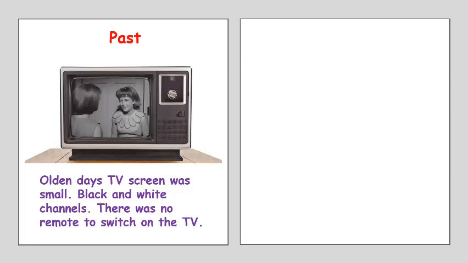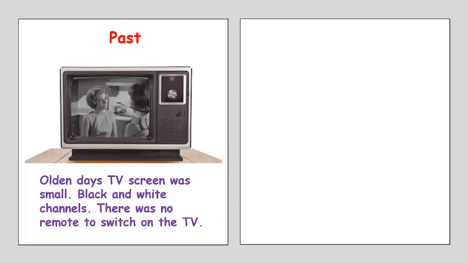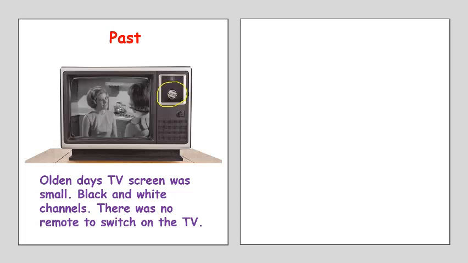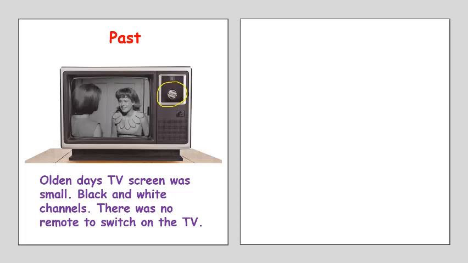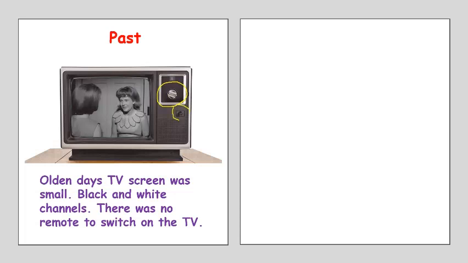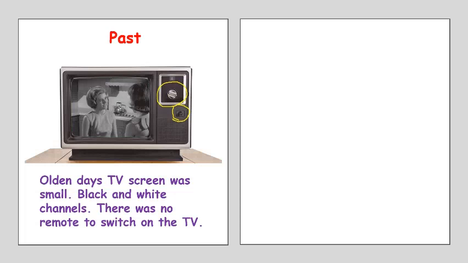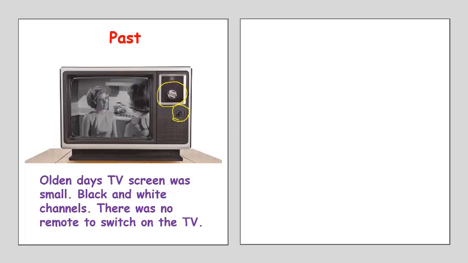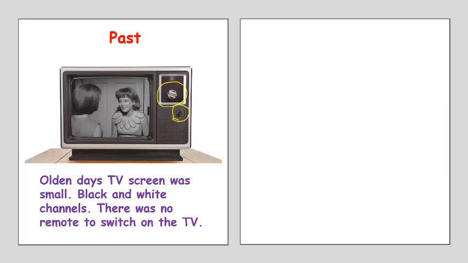Yes, you're right. You know, children, if we wanted to change the channel, we had to go near to the TV and change by turning this left and right side around. And also, when we wanted to switch on or switch off the TV, we had to control that by going near to the TV and pressing this button. So let's see what we are going to talk next. How are the TVs in the present time, children?